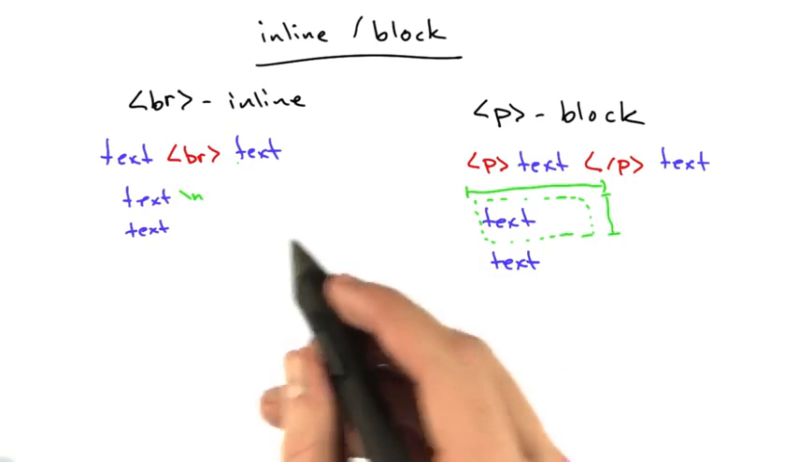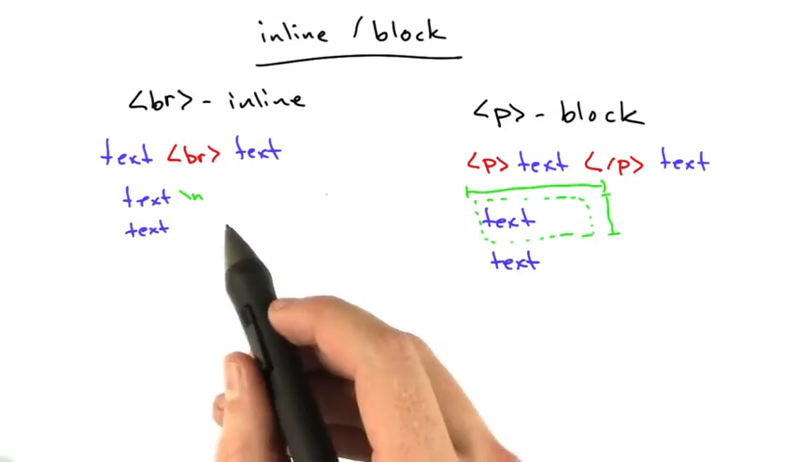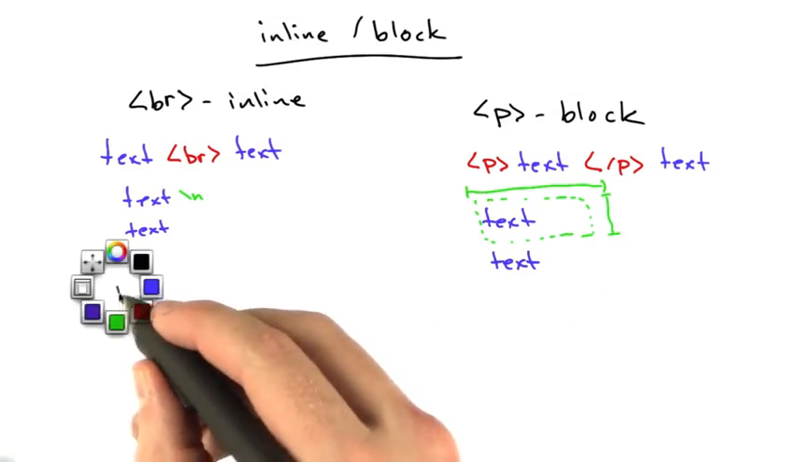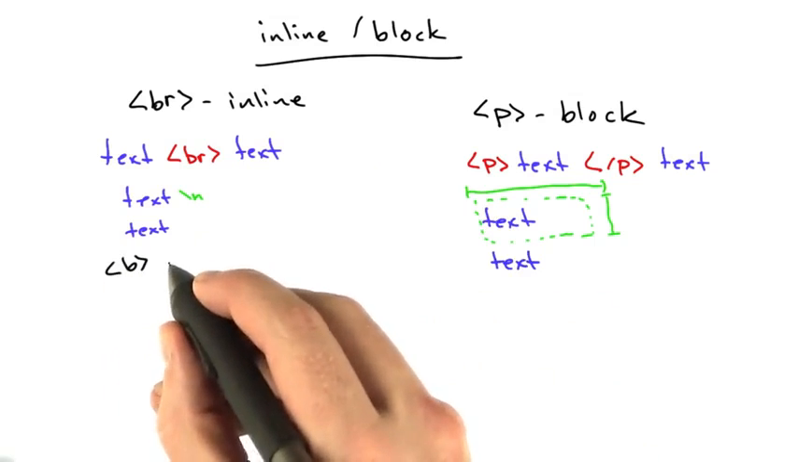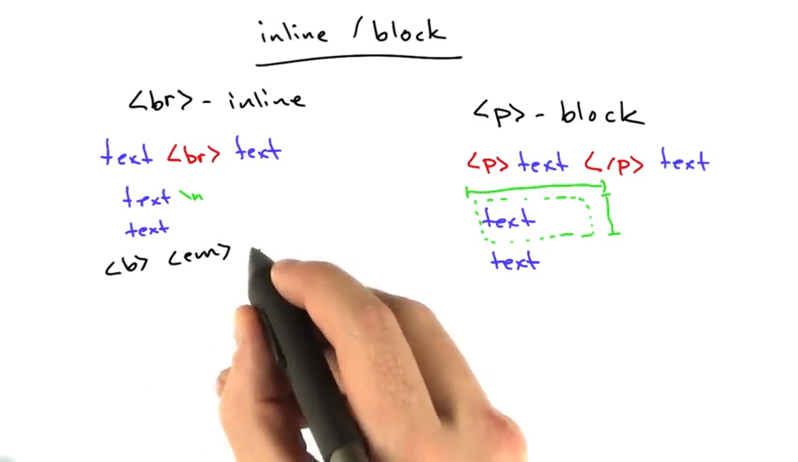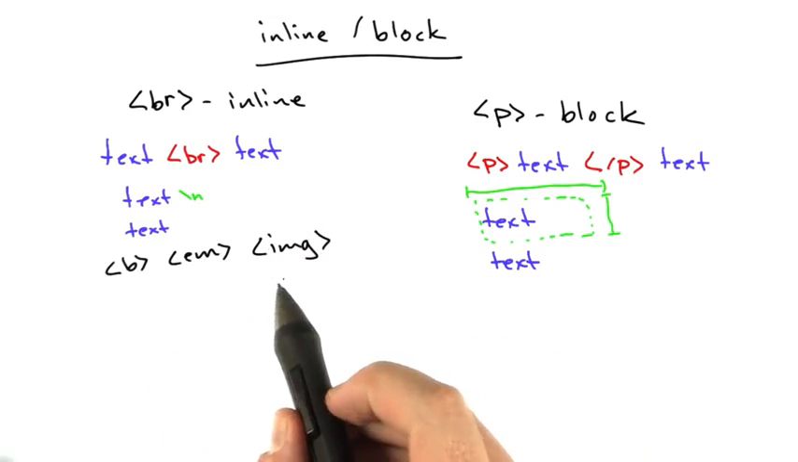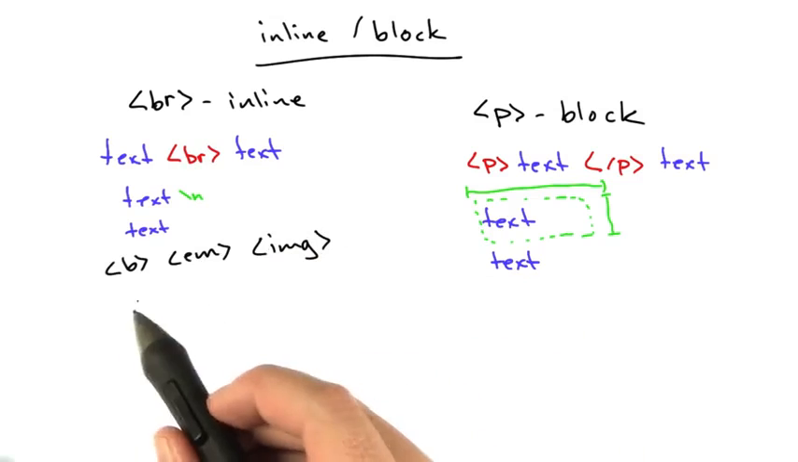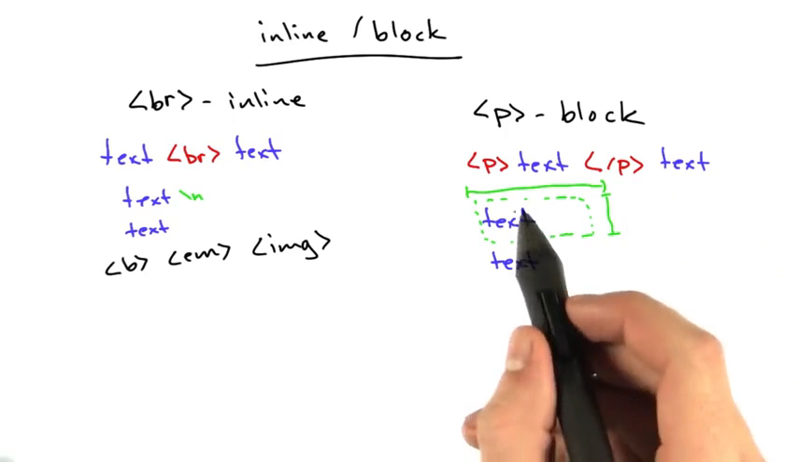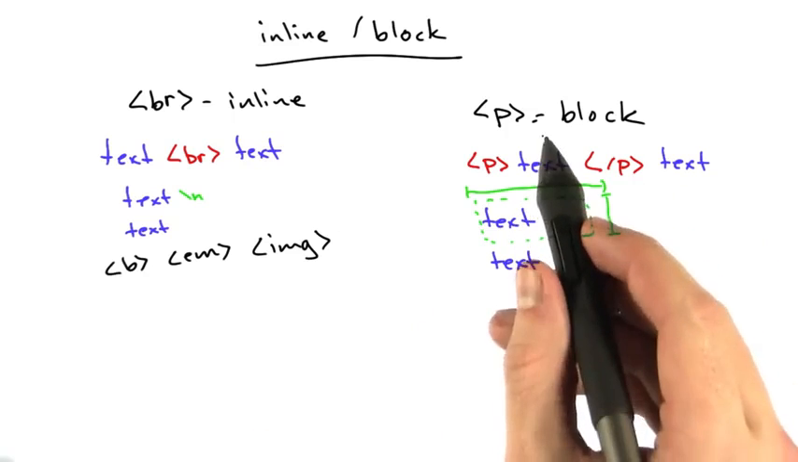So far, all of the elements we've learned other than P are inline elements. Inline elements are B, M, even image is an inline element. And we saw before how our little Hitmonk image appeared right in the middle of the text. That's because it's inline. And so far, the only block element we've learned is the P element.